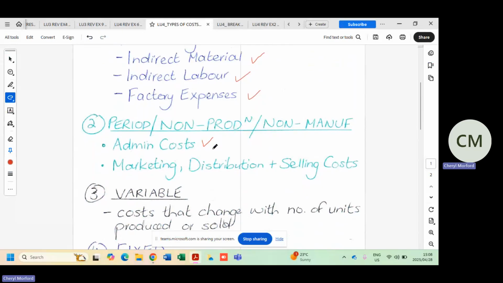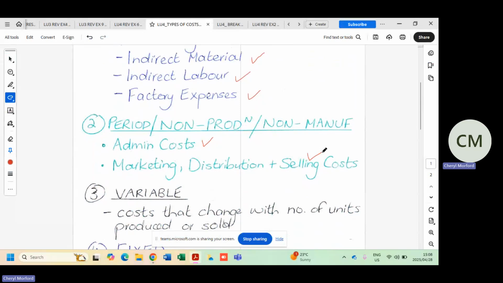The second component of your period costs are marketing, distribution, and selling costs. Now, these are all of the costs associated with getting the product to the customer. And they consist of obviously marketing, advertising, transport, commission, railage, all of those things that get the product to the customer. So, for example, depreciation of the delivery vehicle. That would be a period cost because it is to do with distributing the product to the customer.